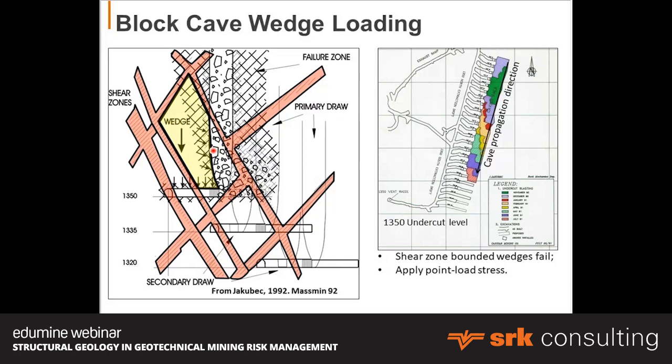it's due to not basing your cave propagation direction on the structures. So this is the direction in which you do the undercuts and move the undercut. If you don't understand the orientation of the structures, this is the type of risk that you could face when developing the mine.